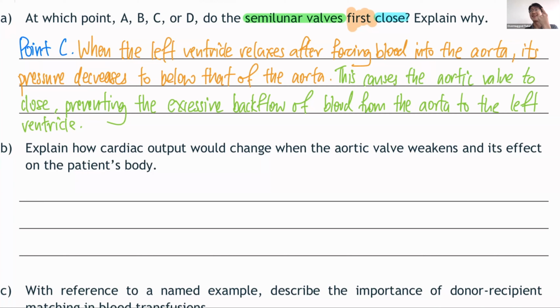The other one, Joan, tricuspid is right side. What's the name of the other semilunar valve? Pulmonary valve, thank you. Pulmonary valve is found between the RV and the pulmonary artery.